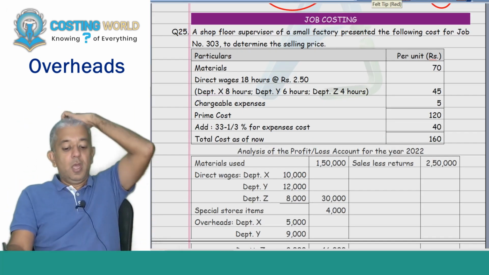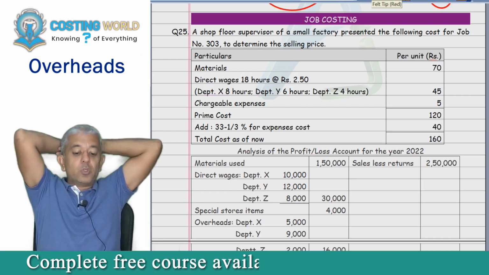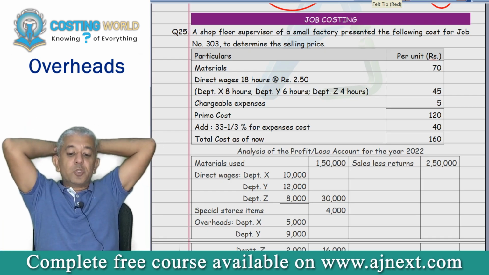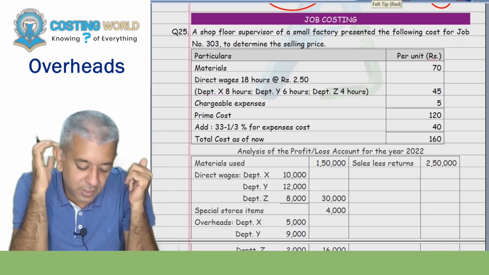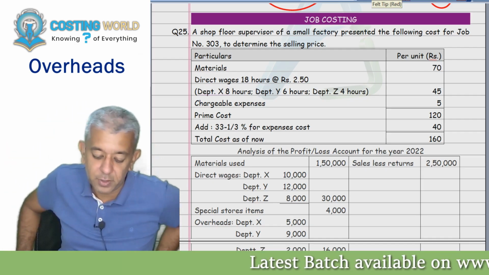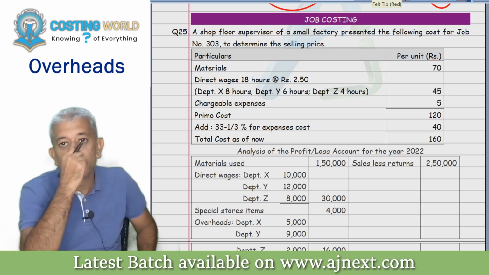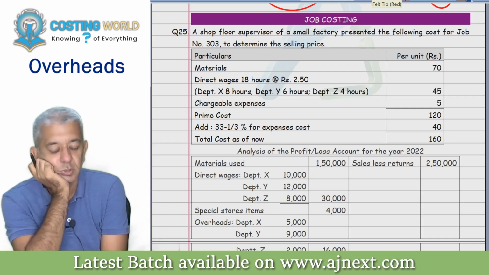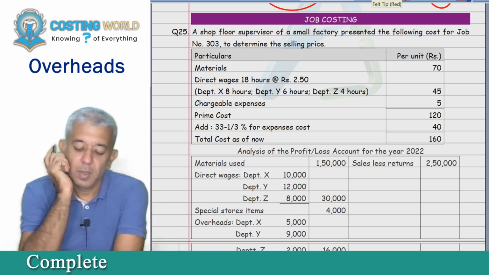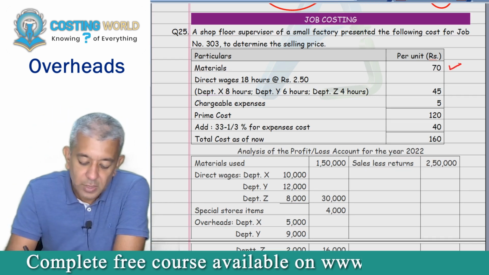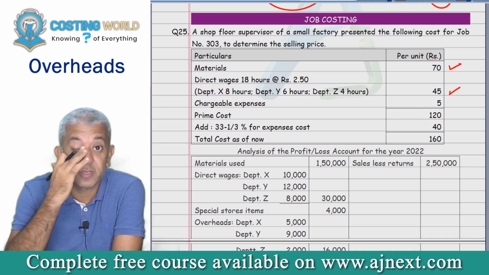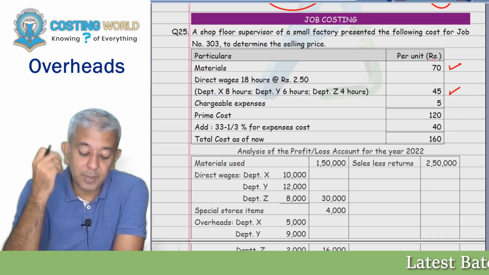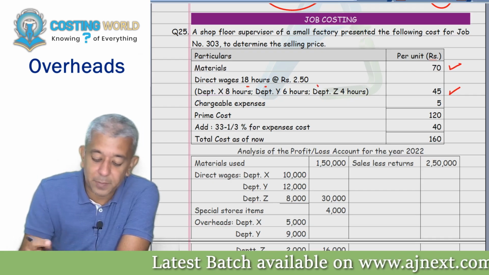Read. A shop floor supervisor of a small factory presented the following cost for job number 303 to determine the selling price. Okay. Materials, direct wages, 18 hours at the rate of 2.5. Okay. Department X, Department Y, Department Z.